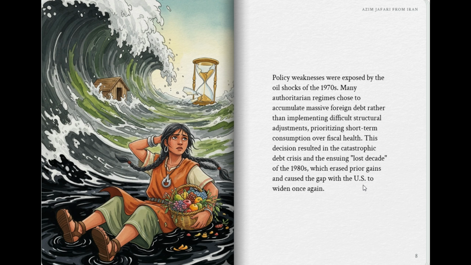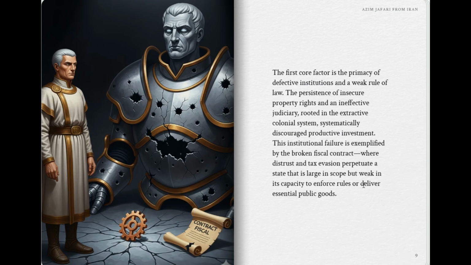Many authoritarian regimes chose to accumulate massive foreign debt rather than implementing difficult structural adjustments, prioritizing short-term consumption over fiscal health. This decision resulted in the catastrophic debt crisis and the ensuing lost decade of the 1980s, which erased prior gains and caused the gap with the U.S. to widen once again. The first core factor is the primacy of defective institutions and a weak rule of law.